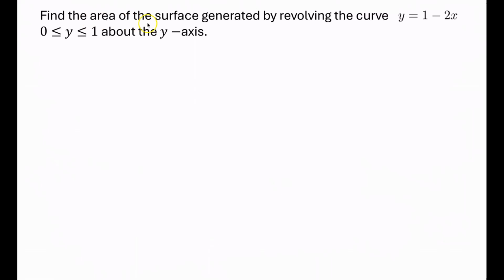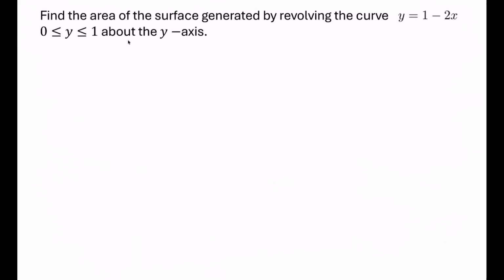In this example, I want to find the area of the surface generated by revolving the curve y equals 1 minus 2x, where y values are given as the interval from 0 to 1, about the y-axis. So here's where things start to get tricky. Now we're not only possibly rotating around the x-axis, but we could be rotating around the y-axis. And here, y is given as a function of x, but my interval is given as a set of y values. So it's pretty easy to get mixed up.